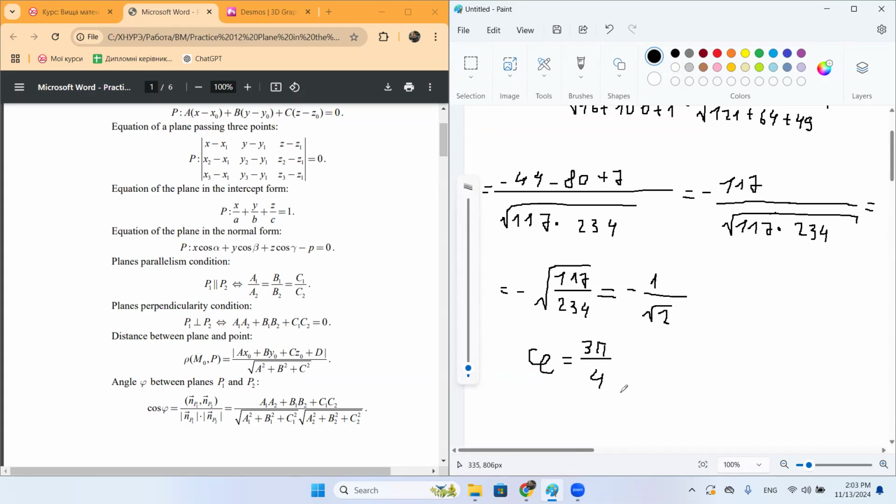Any questions? Oh, no, not 3p by 4. Oh, yeah, 3p by 4. Correct. So any questions about this task or no questions? No. Okay, now let's have a break. And after 5 minutes, we will continue finding equations of the plane.